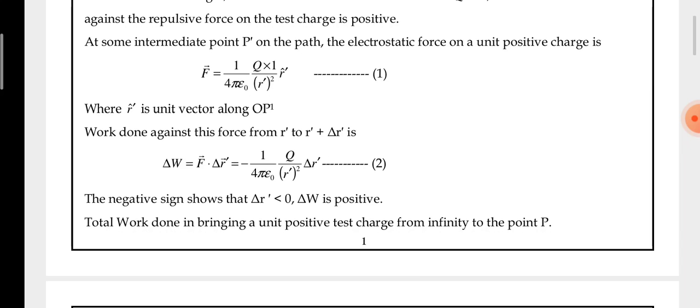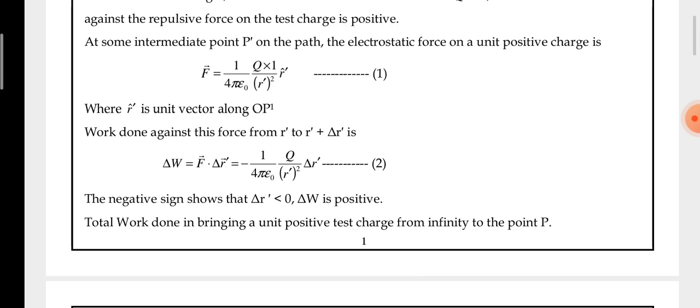But here displacement and force are in opposite directions. That's why cos theta is cos 180, and the value of cos 180 is minus 1. So the minus sign is written at the beginning of the equation: delta W equal to minus 1 by 4 pi epsilon naught Q divided by R dash square into delta R dash. That is equation number 2. The negative sign shows that delta R dash is less than 0.